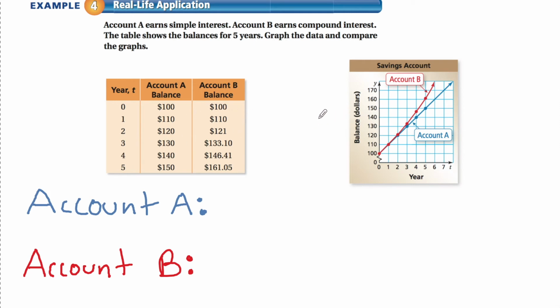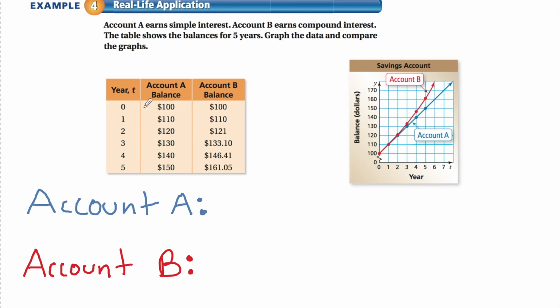They also went ahead and plotted all these points on a graph for us. So if we look at this, we see the blue line is account A and the red line is account B. Now, just looking at this graph, we can already tell account A is a straight line, while account B is a curved line. It's not a line, it's a curved line. So we can already make the assumption that account A is going to be a linear equation and account B is going to be a nonlinear equation. Now let's just double check that by looking at the table.